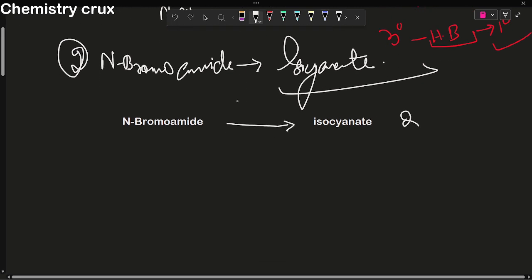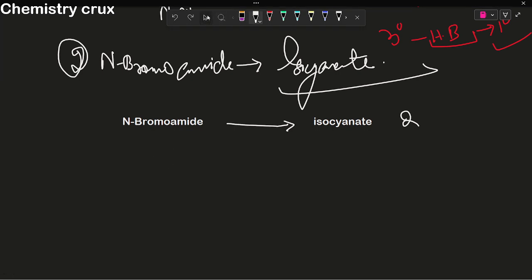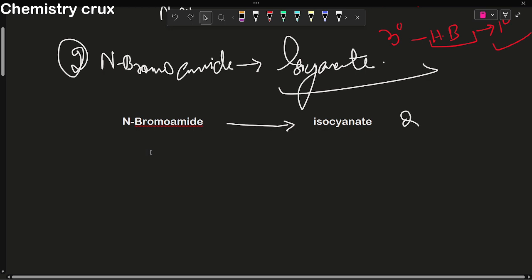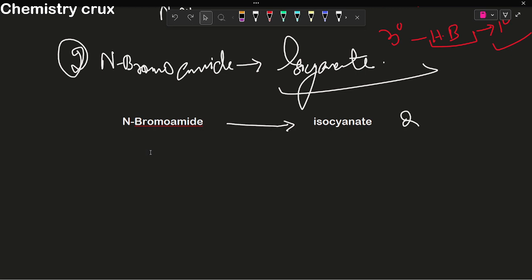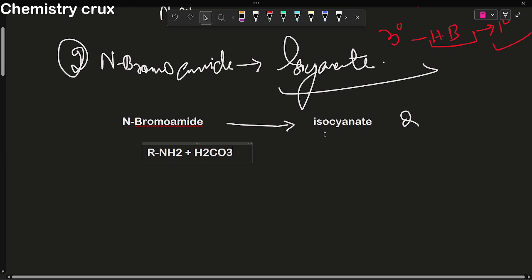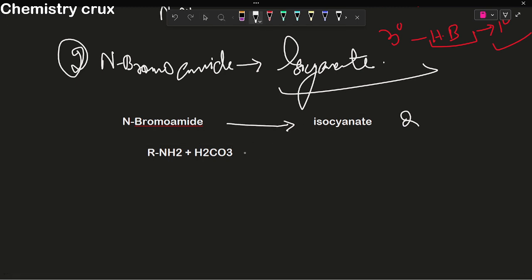In the third step we form RNH2. There might be spelling mistakes, pardon me about that. So in the third step, RNH2 is formed along with carbon dioxide, or H2CO3 we can say. This is the third step in which this product is formed from this.